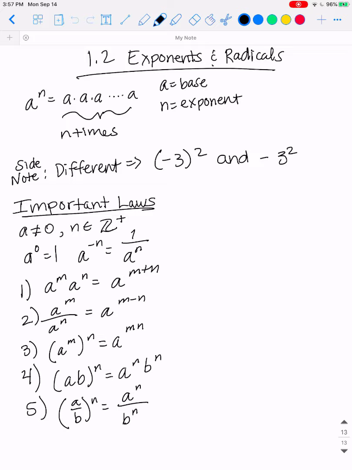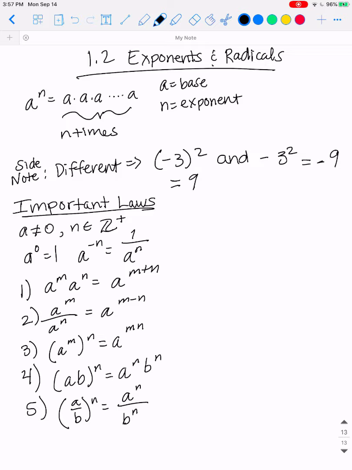So here's an example, and just a little side note. I just want to clarify that these two are different, and the reason for this is the parentheses. So here, our whole -3 is squared, and that's going to equal 9. Here, 3 is squared, which is 9, and then we add the negative.